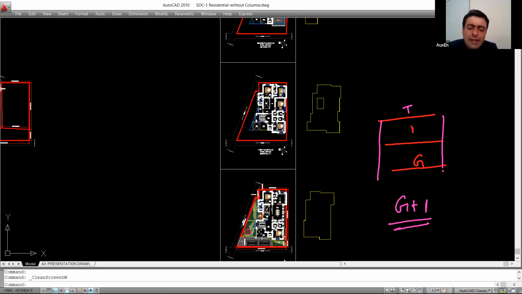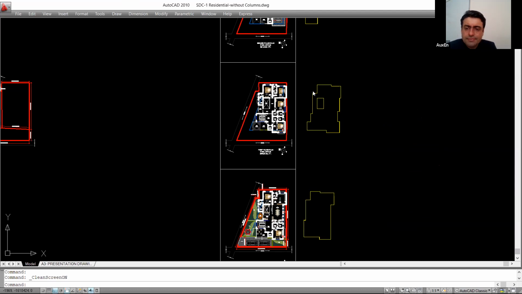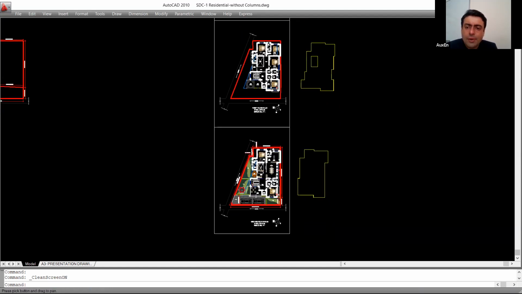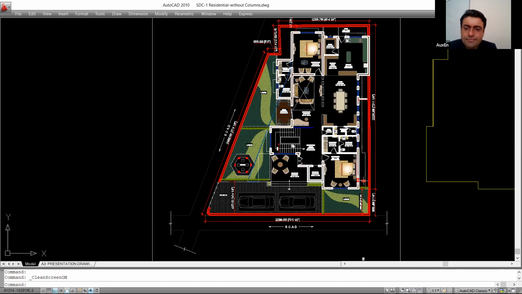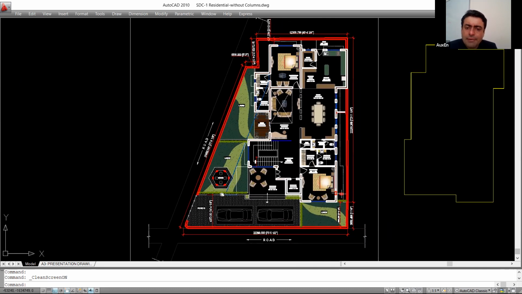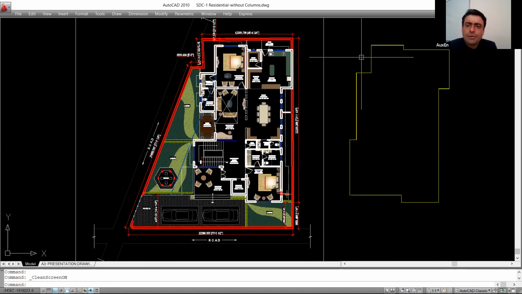Now, when you get this architectural drawing, what is the first thing that you should do? Let us say your client has given you this drawing. What is the first thing that you will do? The first thing always should be to study the plan. All right, or study the drawing, whatever has been given to you.